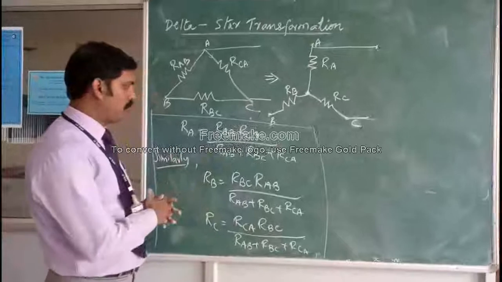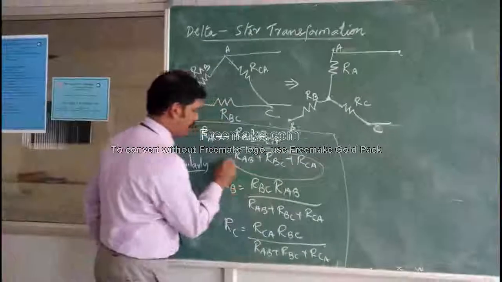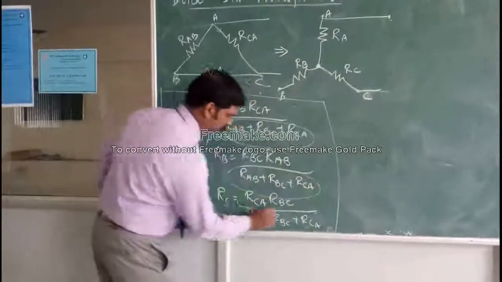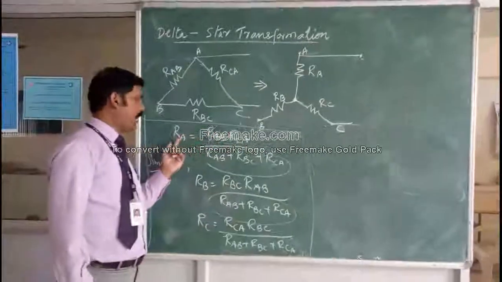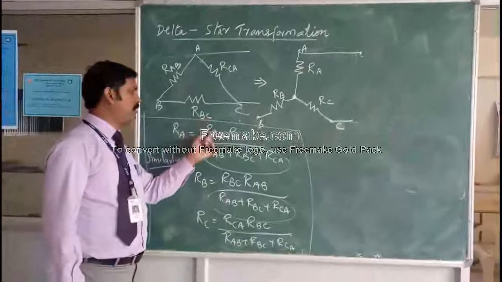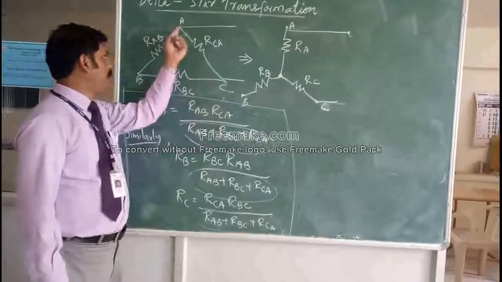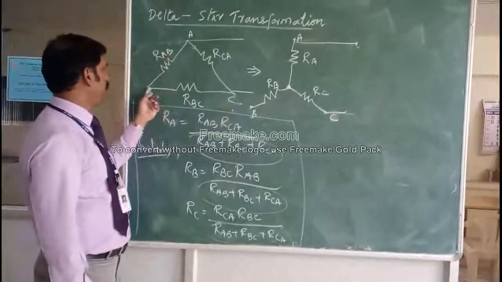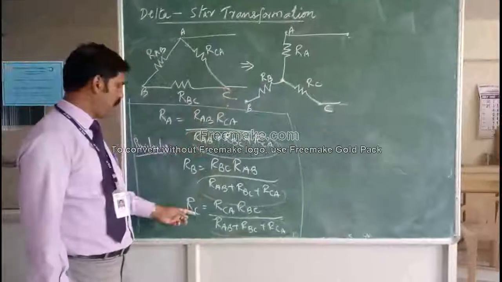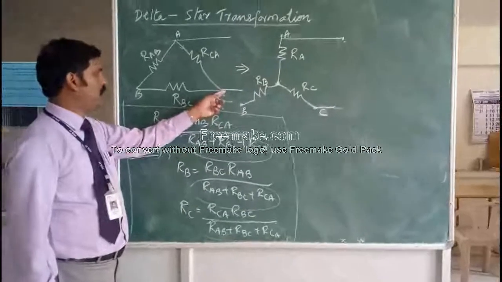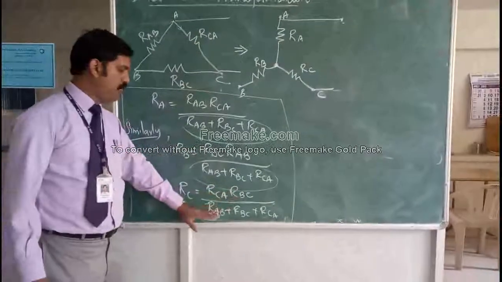In this, you can see one thing: the denominator for all these 3 is the same. So don't worry about that. On the numerator side, for RA you write the 2 resistances connected to terminal A, that is RAB and RCA. If you want RB, then in the numerator you write RAB and RBC. And for terminal C, if you want RC, you can see at terminal C the connected resistances are RCA and RBC. So the denominator will be the same.